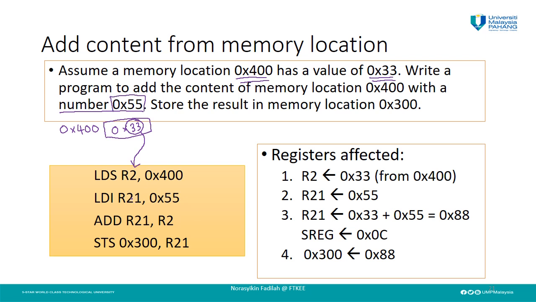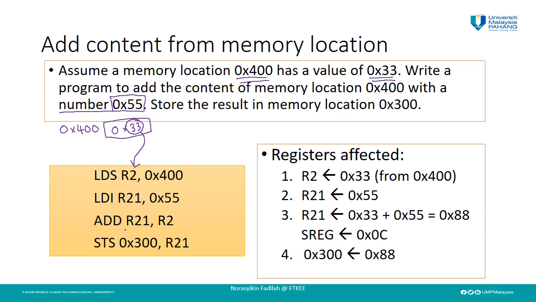So we need to load an immediate value of 55 into a register. Basically, for immediate, we can only use registers 15 until 31. And then we have the add instruction. After they are loaded into the registers, we can use the arithmetic operation.